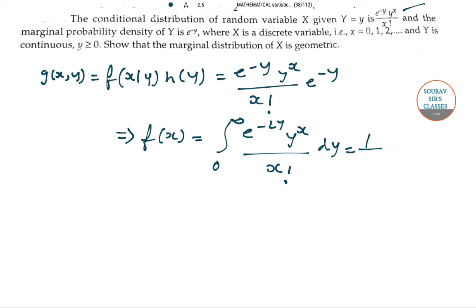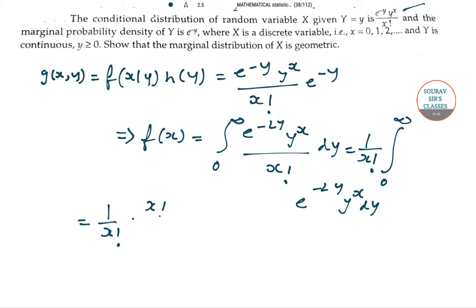This is equal to 1 by x factorial, integration from 0 to infinity of e to the power minus 2y, y to the power x dy, which is equal to 1 by x factorial into x factorial by 2 to the power x plus 1. So what did we do here? I will ask you to go through it once for 1 minute, then I'll explain it.